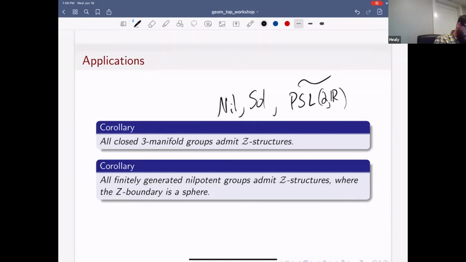The other one, which is sort of analogous to the fact that this works for nilpotent groups, is that we can also use this to conclude that all finitely generated nilpotent groups admit Z-structures. And the reason I think that this is particularly neat is because the examples that came before, the examples that Vespina was generalizing, were CAT(0) groups and hyperbolic groups.